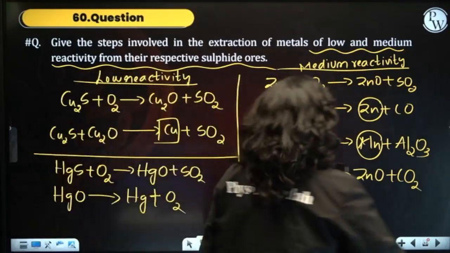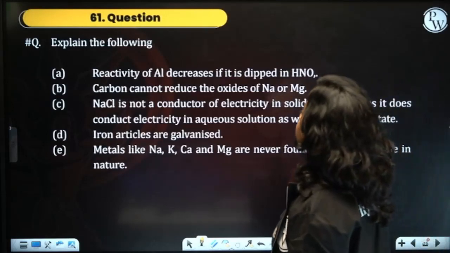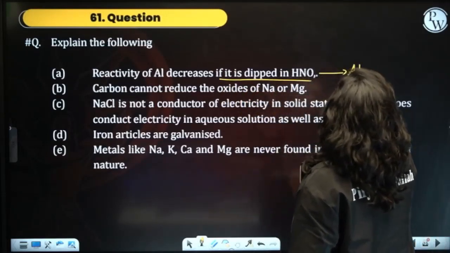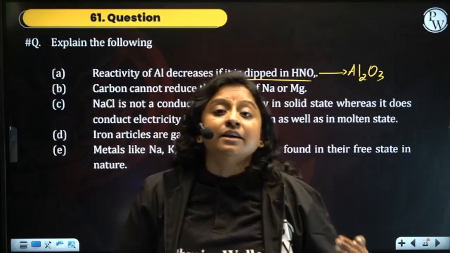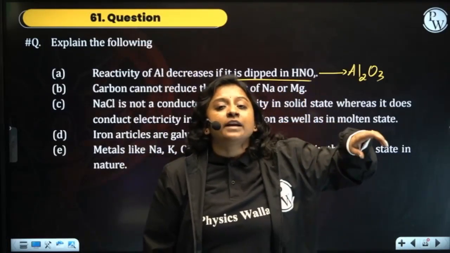Right? Next one. Explain the following. Reactivity of aluminum decreases if it is dipped in HNO3 due to the formation of Al2O3. Aluminum becomes passive towards HNO3 due to the formation of Al2O3.